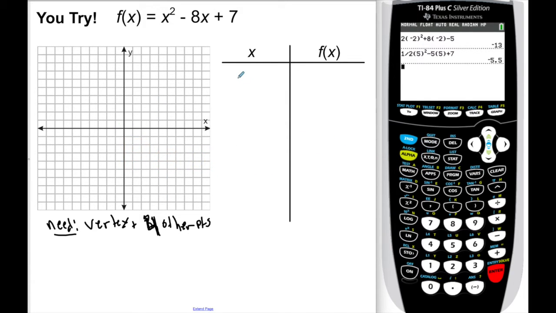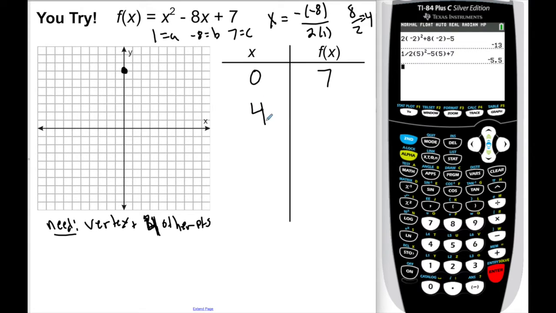All right, here we go. So I'm going to again start. If we think about our method that we've talked about so far, I've got 0, 7. Okay. All right, now I'm going to find the vertex. So I've got the opposite of negative 8 over 2 times 1, because 1 is A, negative 8 is B, 7 is C. So I have 8 over 2, which is 4. So 4 is the x of my vertex.